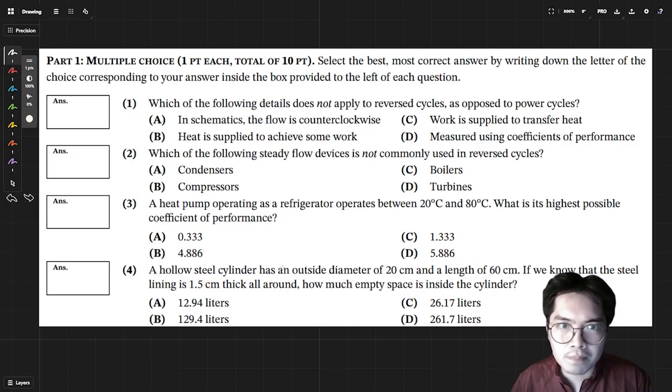I'm currently a bit sick, so forgive me. This is not how my voice is supposed to sound normally, but anyway, let's begin.